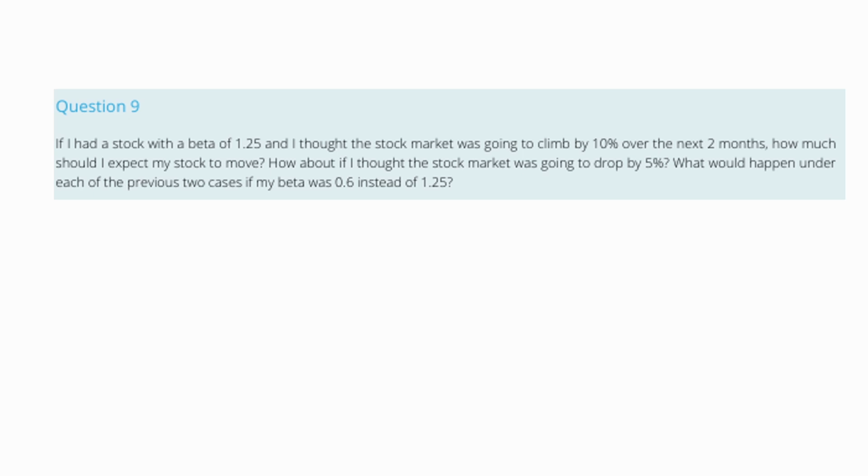If you thought the stock market was going to decline by 5%, you would expect your stock to decrease in value by 6.25%, because 1.25 times negative 5. For a stock with a beta of 0.6, it should increase by 6% if the market climbs by 10% and fall by 3% if the market declines by 5%.